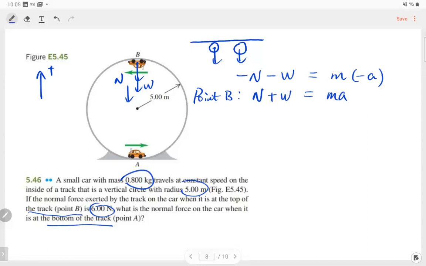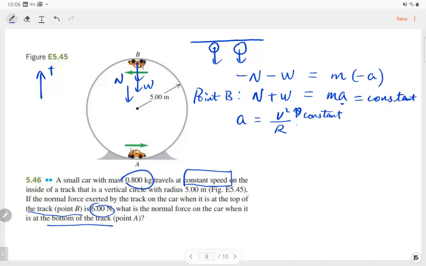And it also provides a condition that the car travels at a constant speed. Okay, constant speed, that means we know acceleration equals v squared over r. Speed is a constant, the radius doesn't change. So the acceleration is constant. This is a constant. This is a constant.